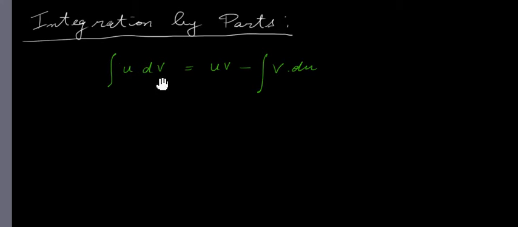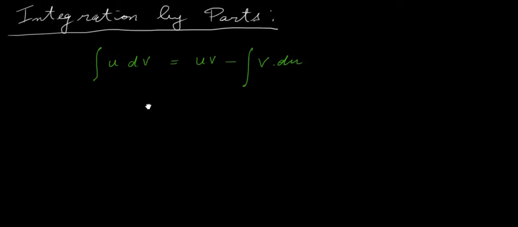So let's just have a look at proving this particular formula here that we're going to use for integration by parts first of all. So let's have a look at our basic function. Let's call it y, and that's u times v. So let's look at differentiating this first.